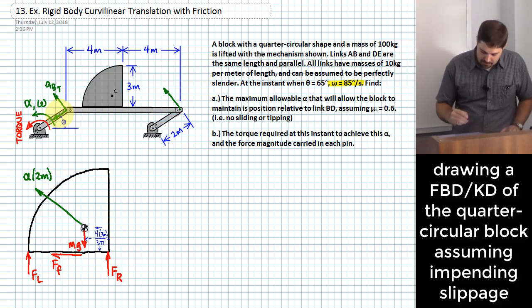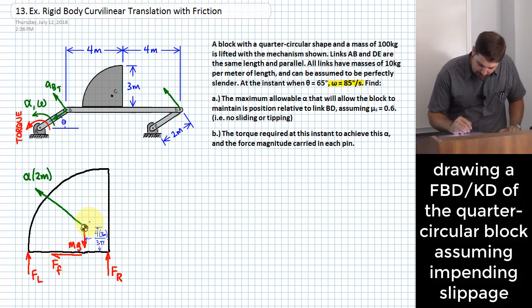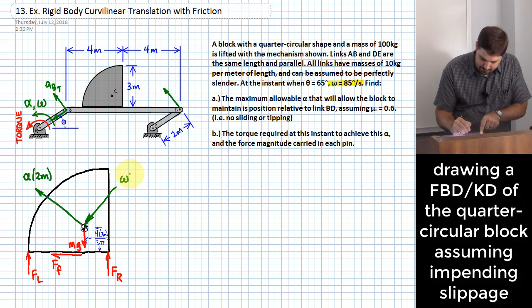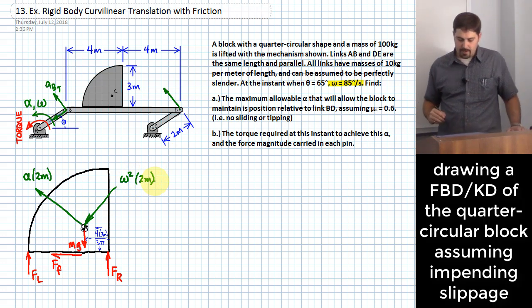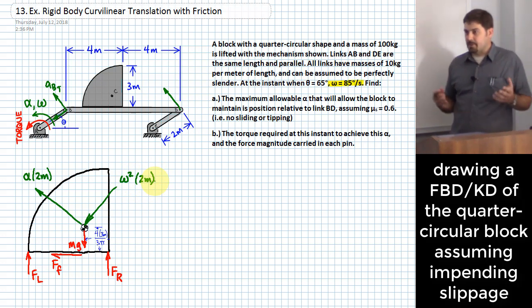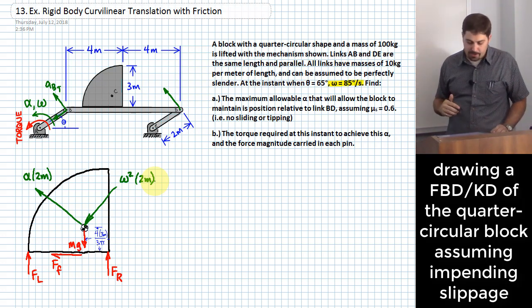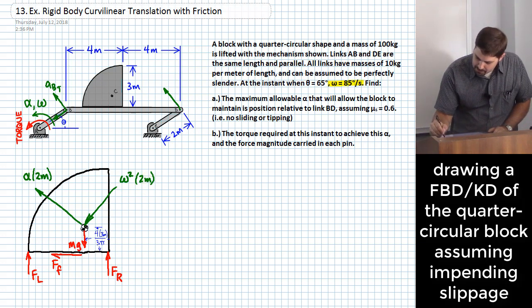Okay? And because I'm going to get kind of messy down below here, let me just show this arrow like this. And I'll call that omega squared times 2 meters. Okay, but I know what omega is, right? I'm given that at the very beginning of the problem. Omega for link AB is 85 degrees per second, and so I may as well put that in here as 85 degrees per second.